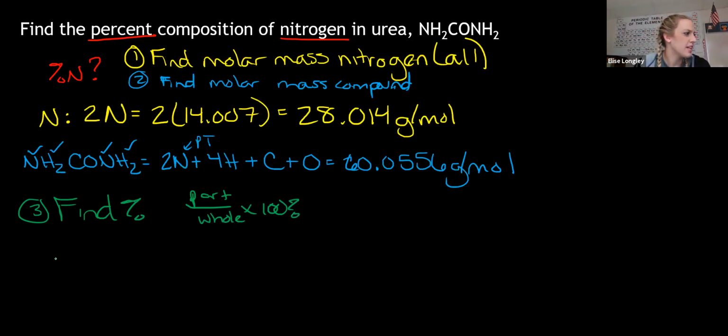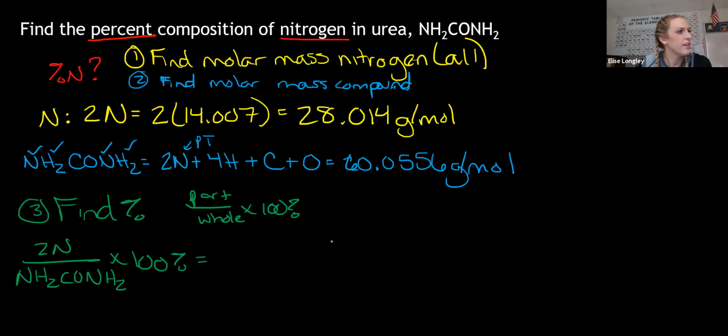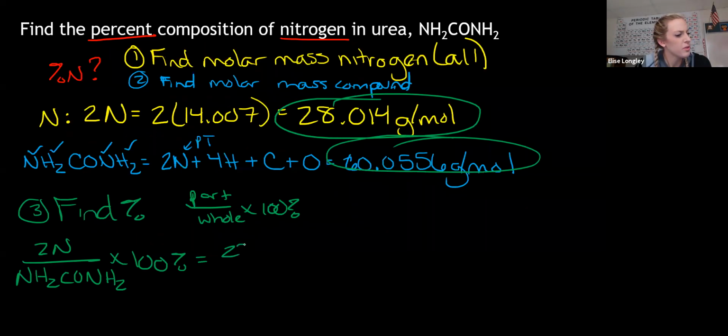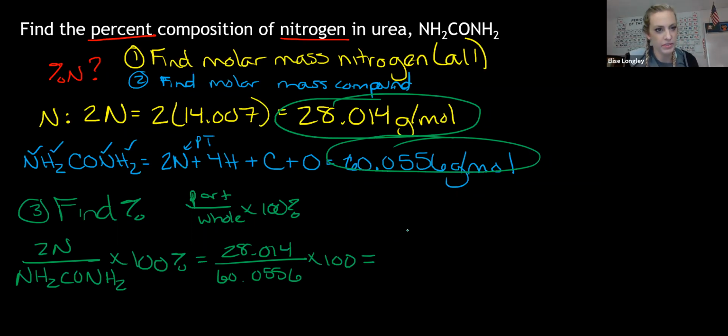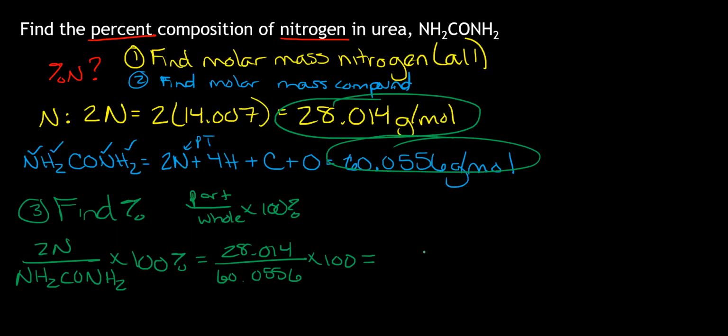So in this case, that is 2N over NH2CO NH2 times 100. And we already found those numbers. So we're using these and plugging them in. So we have 28.014 over 60.0556 times the 100. And that would give you, what did you say the percent was? 46.65.